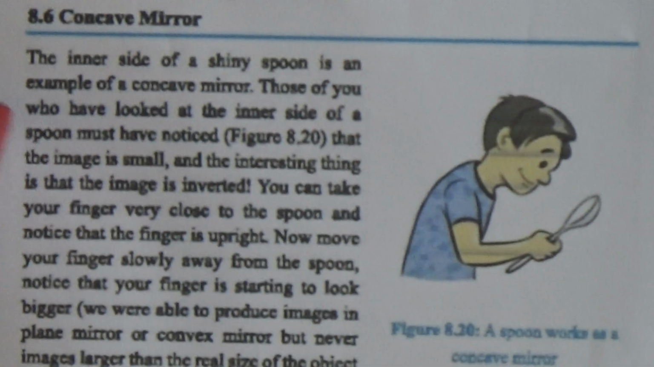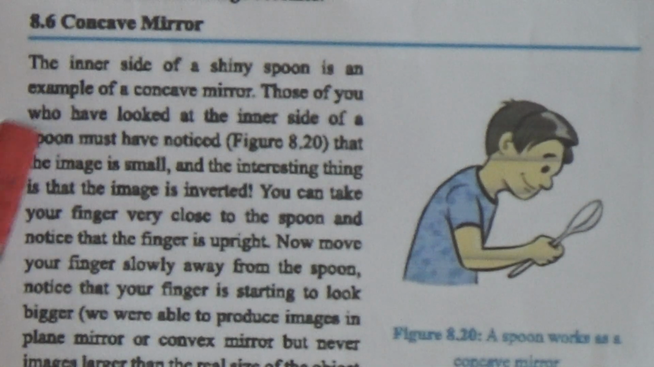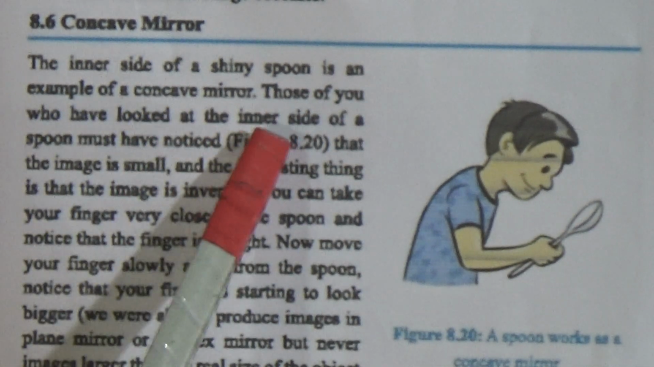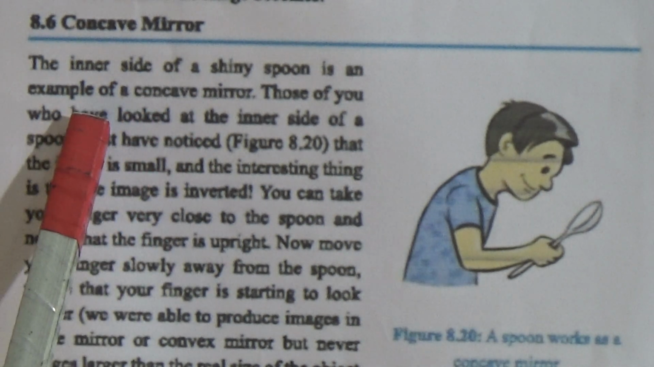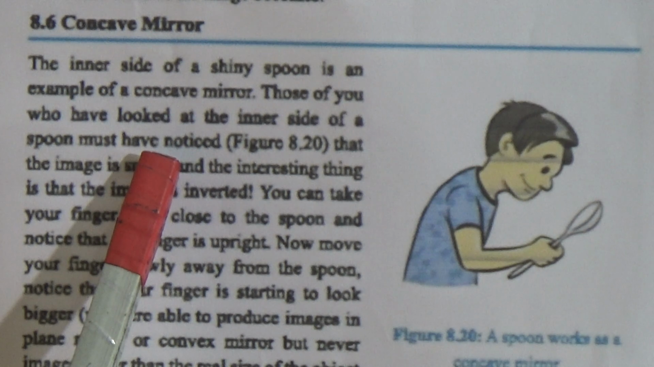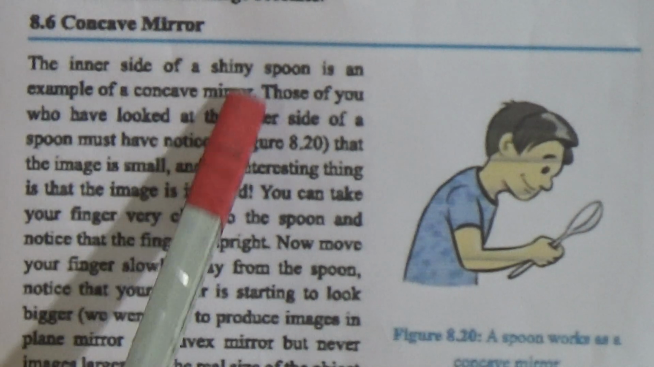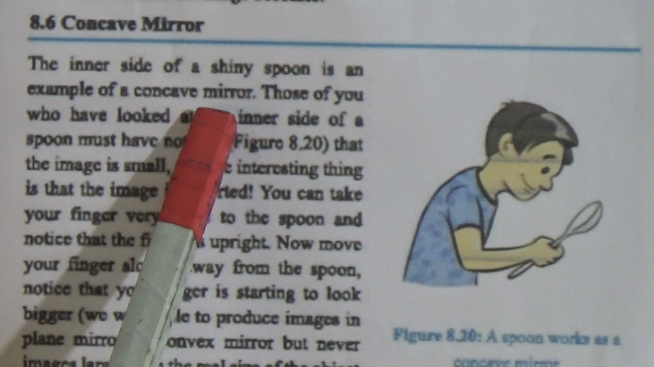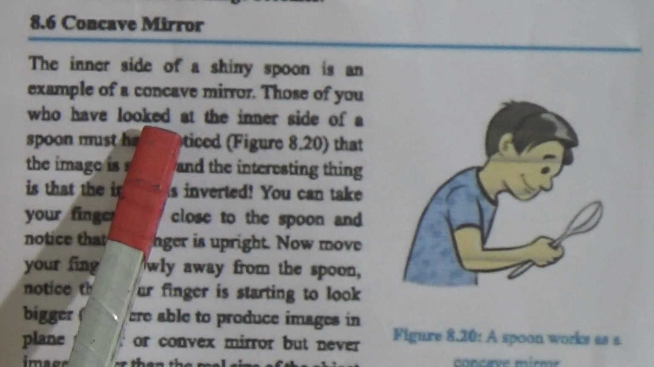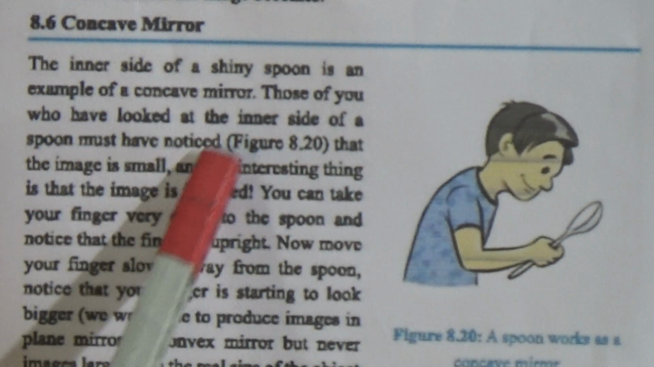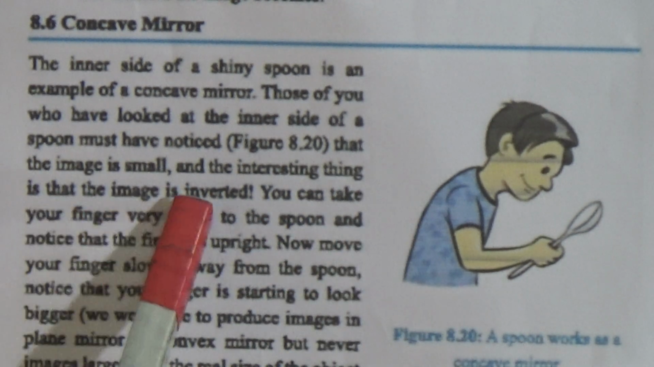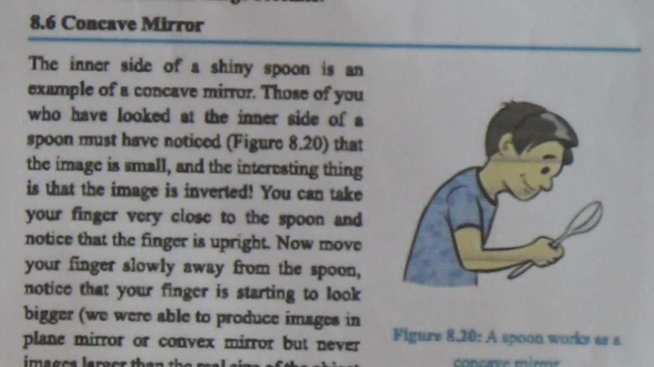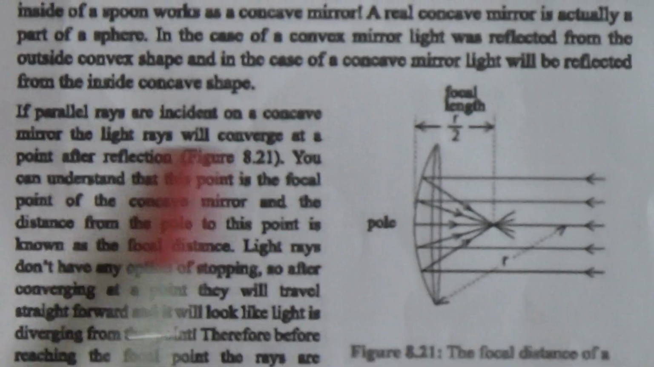The inner side of a shiny spoon is an example of a concave mirror. My dear students, we have already learned that the outer side of the spoon is a convex mirror, and the inner side of the shiny spoon is an example of a concave mirror. And those of you who have looked at the inner side of a spoon must have noticed that the image is small, and the interesting thing is that this image is inverted.